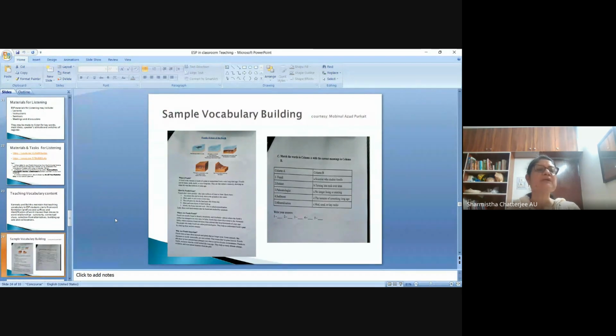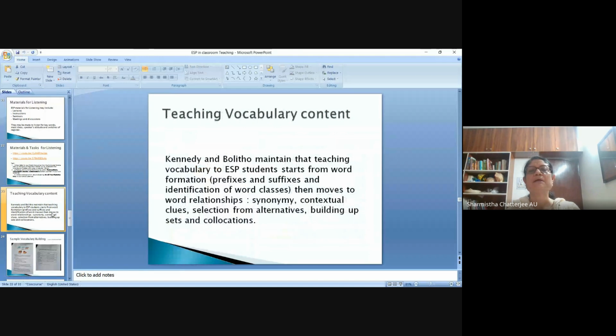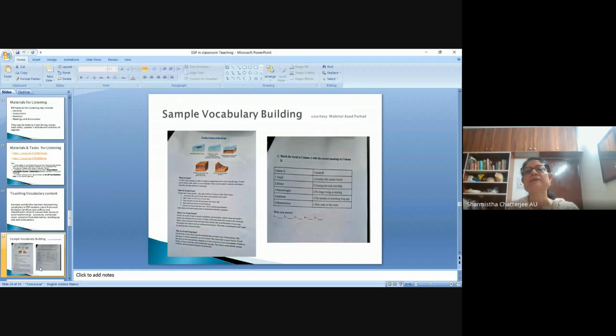I think I will quickly move on to the last part, another two minutes, where we are talking about vocabulary building also, and the same kind of lessons, okay? And in vocabulary building, what can we do? When we are doing our own lessons, we can also develop prefixes, suffixes, identification of word classes. The English teacher does. But you are also developing in a way synonymy, selection from alternatives, match the following, building up sets and collocations. I will show you again as a sample, right?